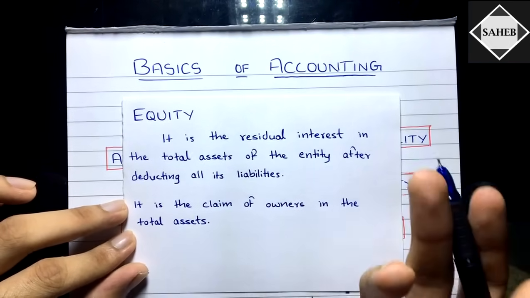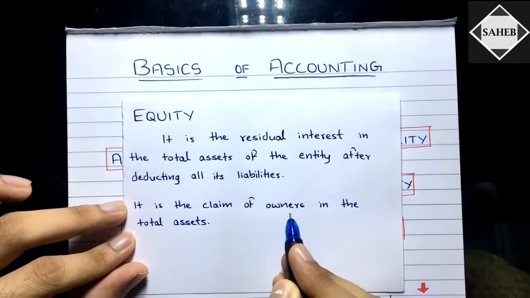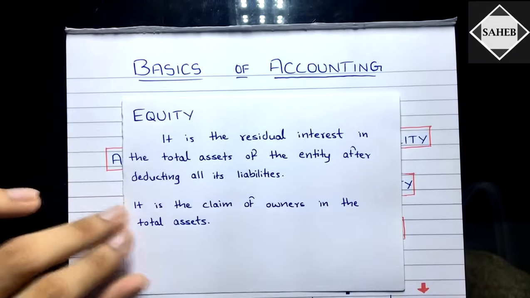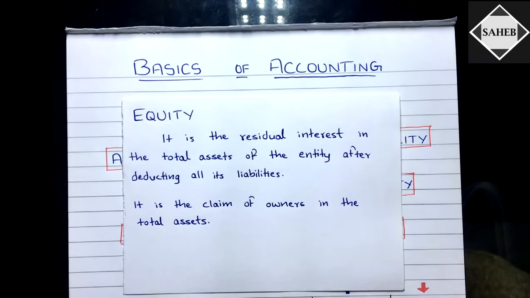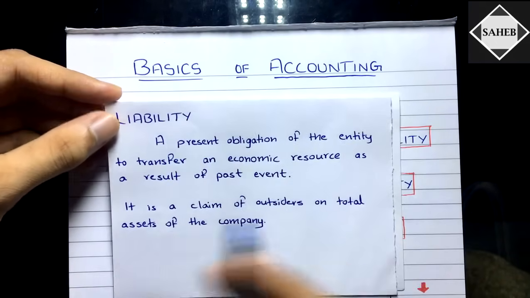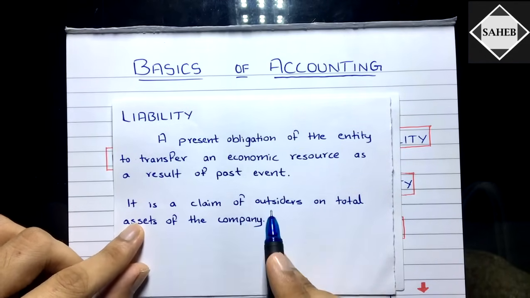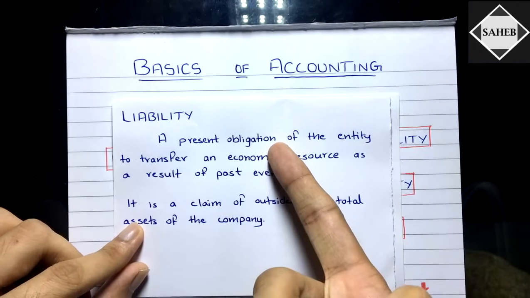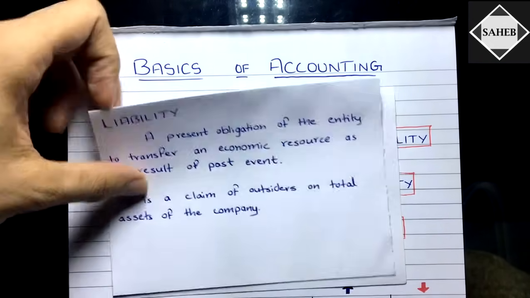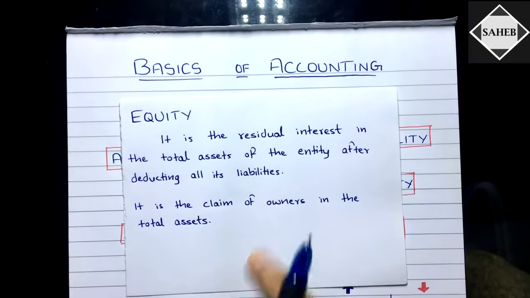If someone asks you what capital is, then the technical definition would be, it is the claim of owners in the total assets of the company after deducting all its liabilities. Why am I saying after deducting all its liabilities? Because if you remember the definition of liability, they also have a claim, the claim of outsiders. We have to pay liability holders, right? It is an obligation, we have to pay something, do something. So that has to be done first and then the claim of owners will come.